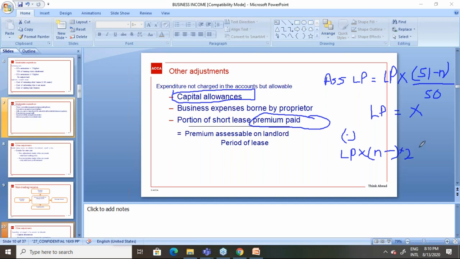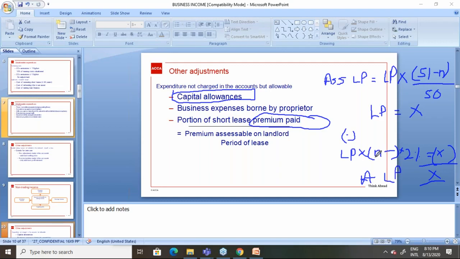So calculate that, get the answer, and deduct it from the lease premium received. Then you get the assessable lease premium. Whatever the method you use, you will get the same answer.